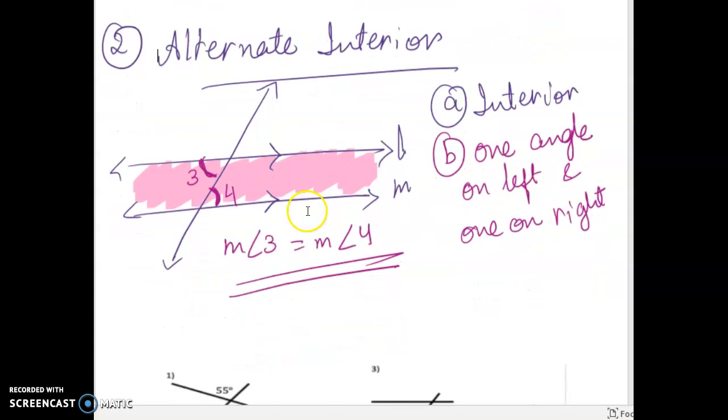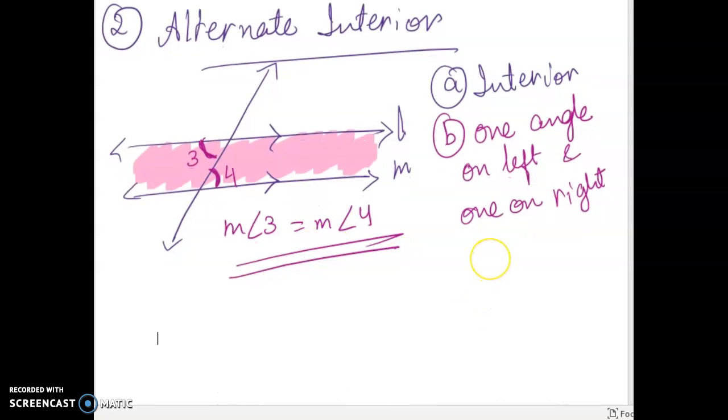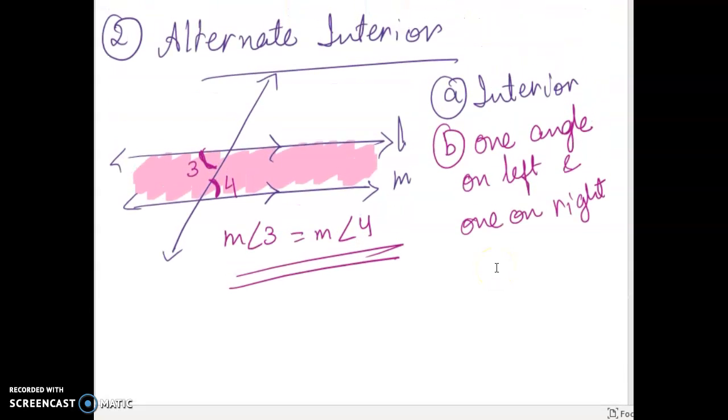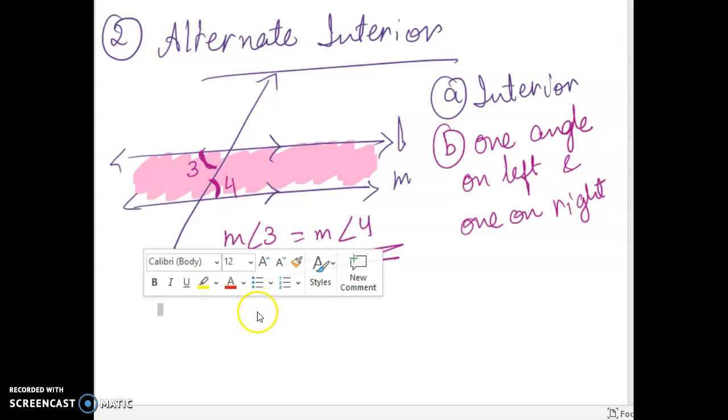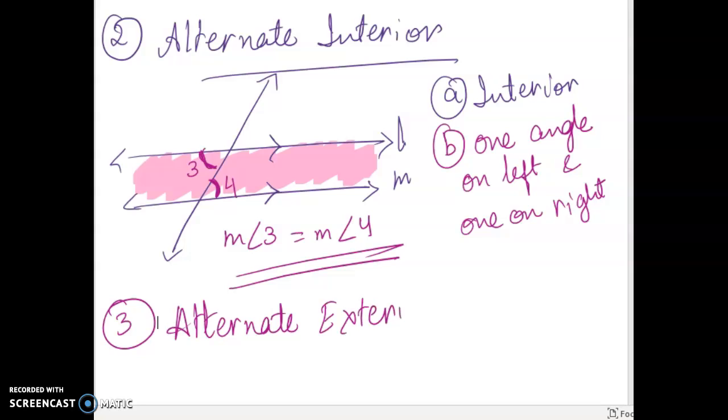Based on that, we have another one that is called alternate exterior angles. Now, alternate exterior angles are based on the alternate interior only. As the name suggests, alternate exterior angles.